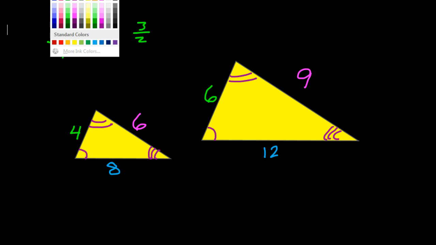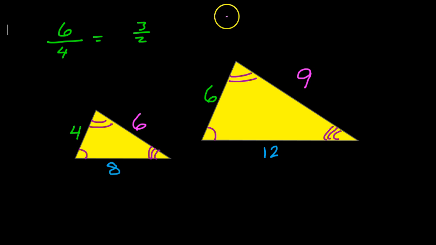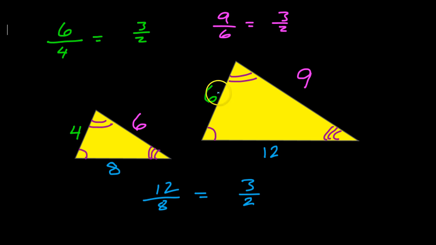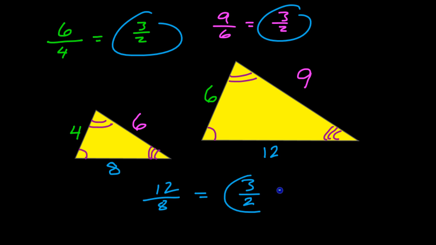If I pick another pair of corresponding sides, 9 and 6, make a ratio out of that, again, that reduces down to 3 over 2. If I take another pair of corresponding sides, 12 and 8, again, that reduces down to 3 over 2. So that's what we mean when we say the corresponding sides are proportional. That means if you make ratios out of them, you'll get the same answer every time.